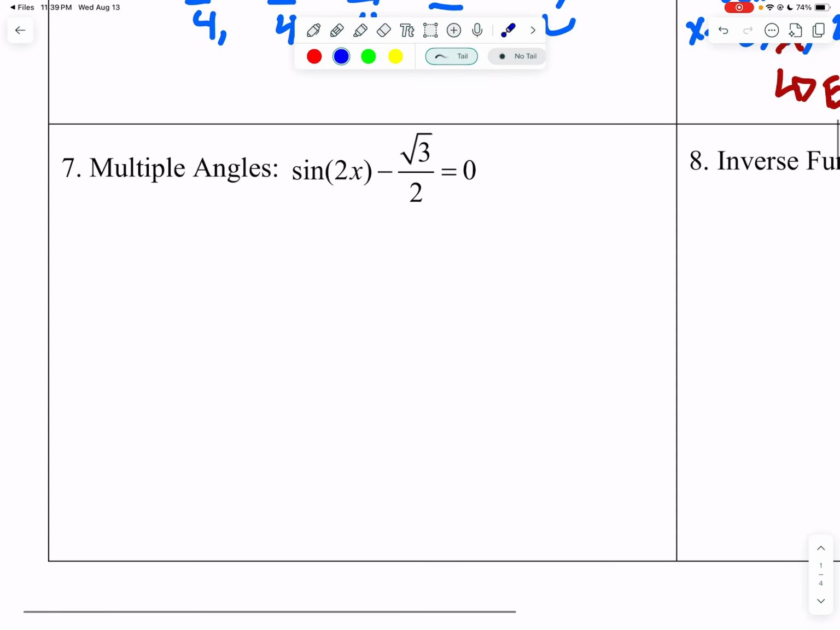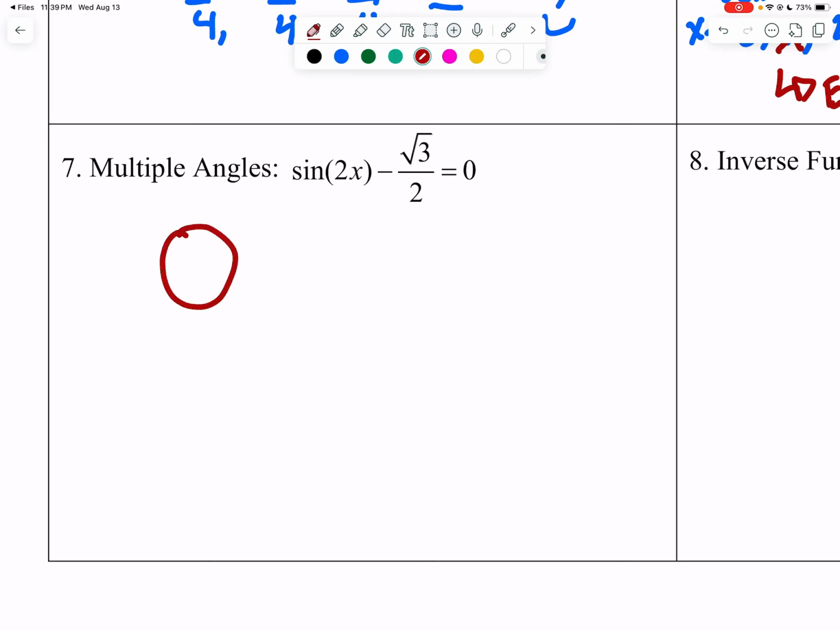All right, sometimes we might have to deal with multiple angles, and this is where our knowledge of the period is going to come in handy. Now remember that our unit circle goes from 0 to 2 pi, and mostly our period for a regular trig function is 2 pi over b, given that it's a sine or cosine function.